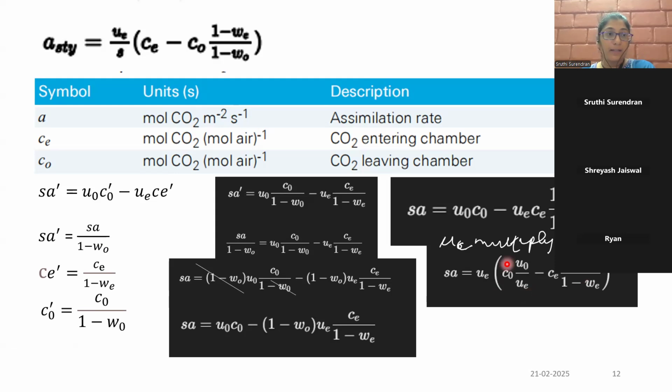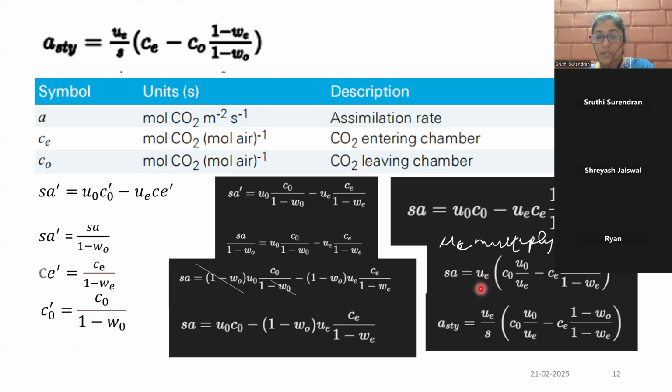So finally, we have to arrive at this equation, the steady state of assimilation rate, and we see that everything is reaching this phase. So what we do is we take S from the left hand side and bring it to the right hand side, so it will come in the denominator. So we get mu E by S into C naught mu naught by mu E minus Ce into 1 minus W naught by 1 minus We. Now this term is considered equal to 1, because the flow rate while entering and exiting is assumed to be equal. So in this case, this term will become equal to 1.